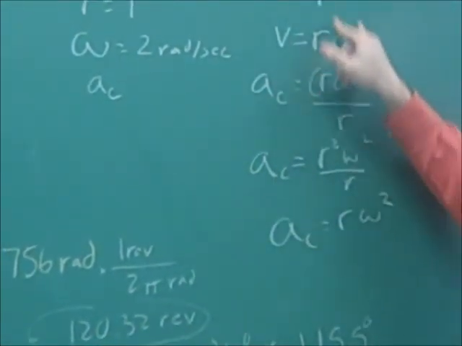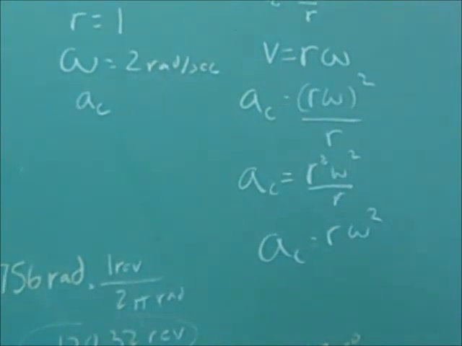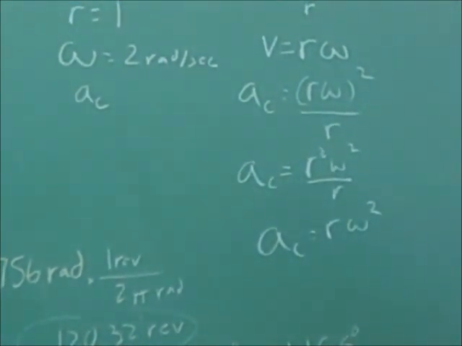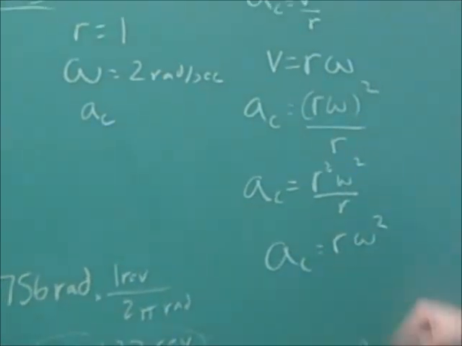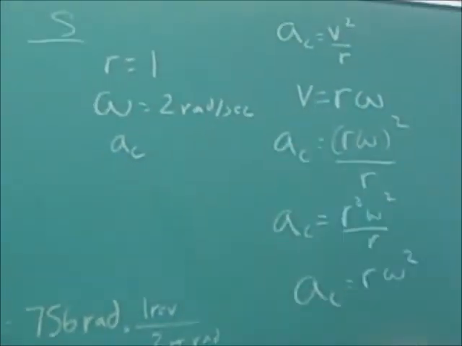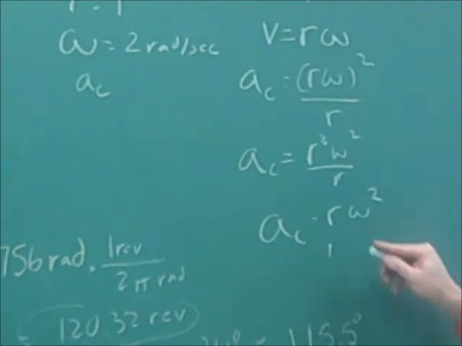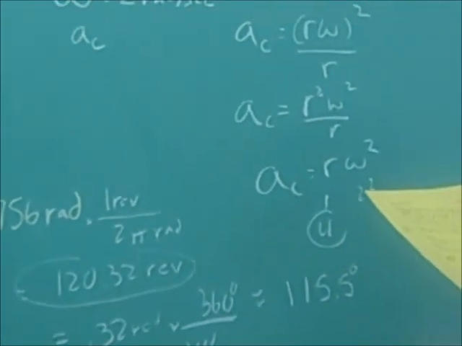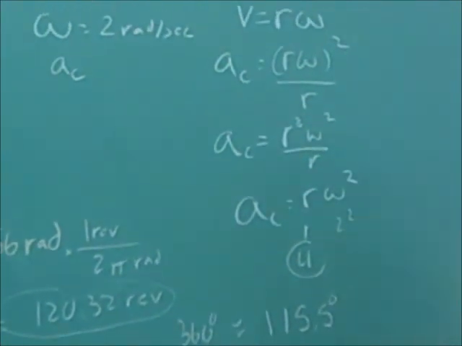By plugging in r omega in for v, I can now solve the centripetal acceleration in terms of angular velocity. And it's radius times omega squared. Okay, the radius is 1. The constant angular velocity of 2 squared gives you 4. And 4, which is letter C, is the correct centripetal acceleration in meters per second squared.